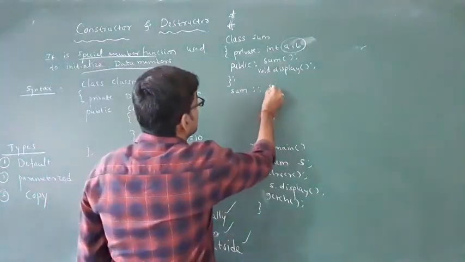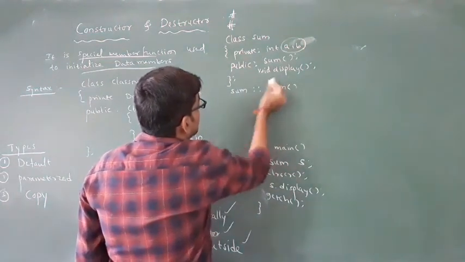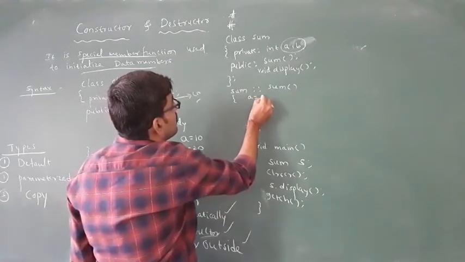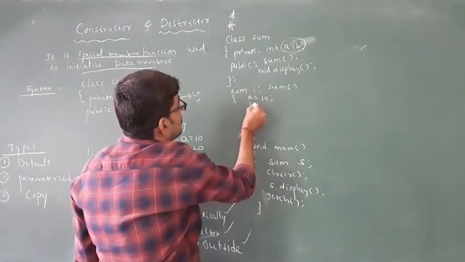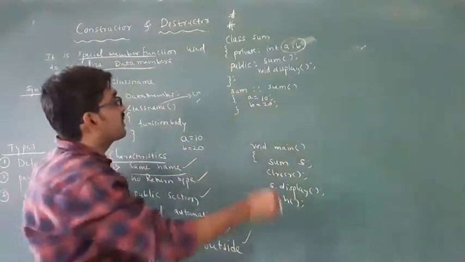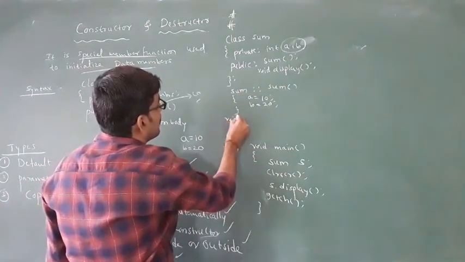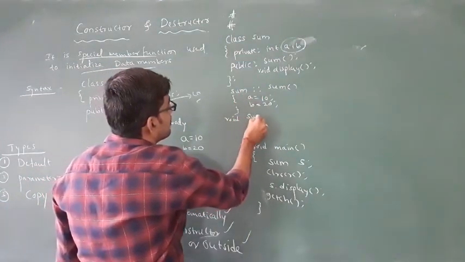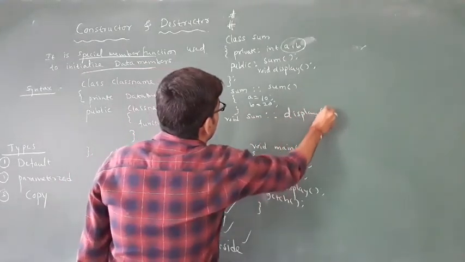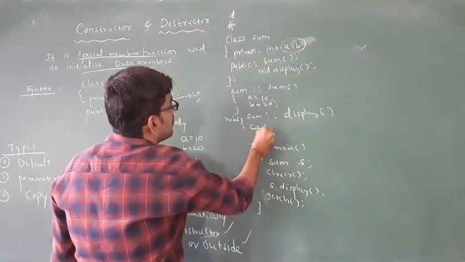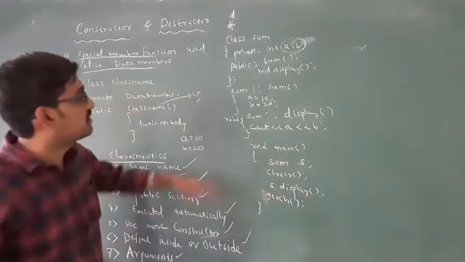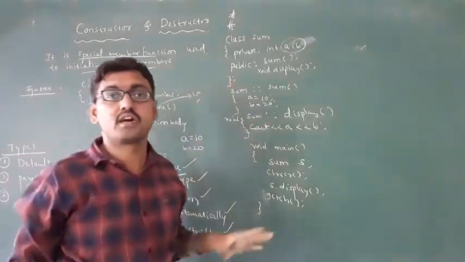sum, this is nothing but the constructor. This is the class name, this is the constructor name. Then a equal to 10, b equal to 20, then close the bracket. Then you can write the void function sum, scope resolution operator and display. In display you can write cout a b, then close the bracket. This is how you have to write it outside the class.